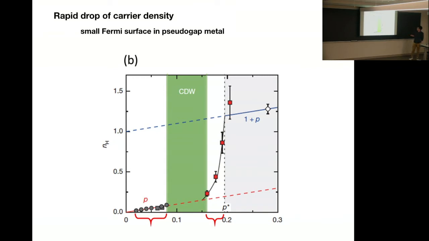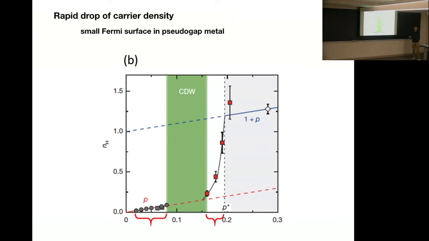People are trying to measure the Hall number, which is equal to the carrier density. They apply a high magnetic field, which kills the superconductivity. Then they can measure the Hall number. Here p is the doping level again. At large doping, it looks like the Hall number is just equal to 1 plus p. So 1 plus p is the number of holes. This is the expected result. But it seems there is a critical doping p star. When you go below this p star, the Hall number drops rapidly. In the small doping region, the Hall number, or the carrier density, is equal to p instead of 1 plus p.